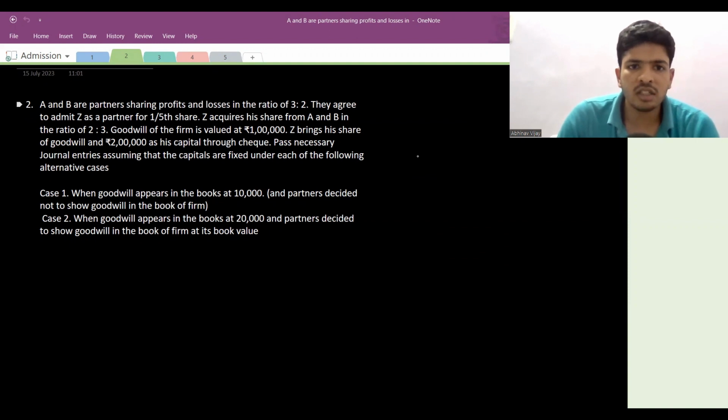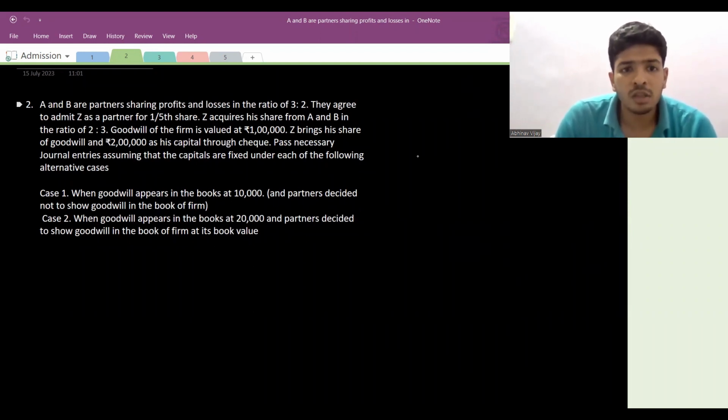Necessary journal entries. If capital is fixed, we assume capital will be fluctuating till now. So if capital is fixed, instead of A's capital account or B's capital account, we write A's current account and B's current account. That's the only difference. And we have already done this hundreds of times.